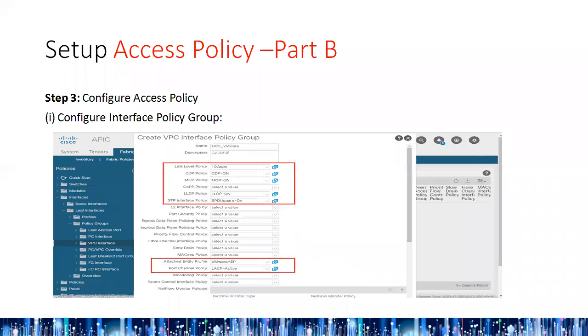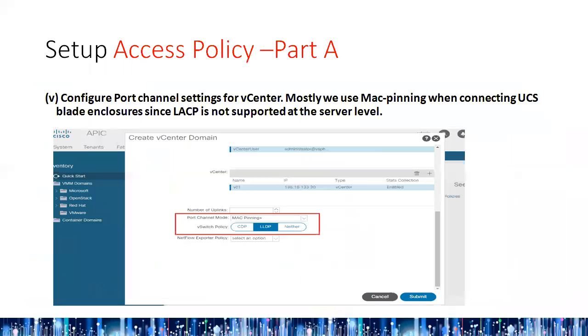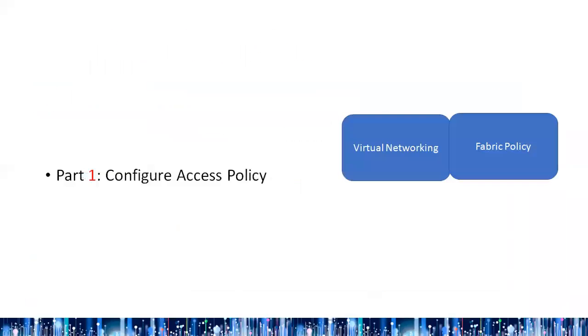So next step, part B. If you remember, we discussed the access policies need to be configured at 2 levels. We completed the policies at the virtual networking level, where we define the domains and the credentials, how an ACI can connect back to the VMware server. And so far from the configuration, it looks like the connectivity is there, which is good news. But now we need to configure the access policy at the fabric level.